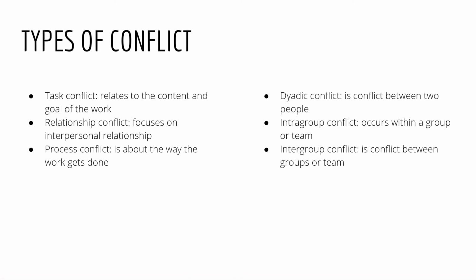There are 6 types of conflict: task, relationship, process, dyadic, intragroup, and intergroup. Task conflict relates to the content and the goal of the work. Relationship conflict focuses on interpersonal relationships. Process conflict is about the way the work gets done. Dyadic conflict is between two people, intragroup occurs within a group or large team, and intergroup is conflict between groups or teams.